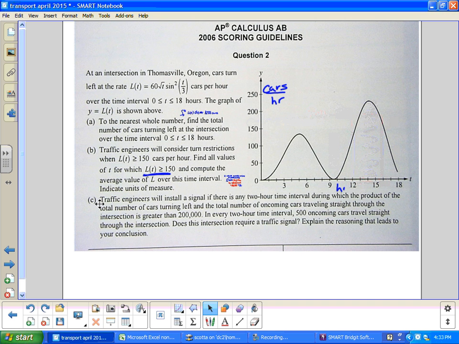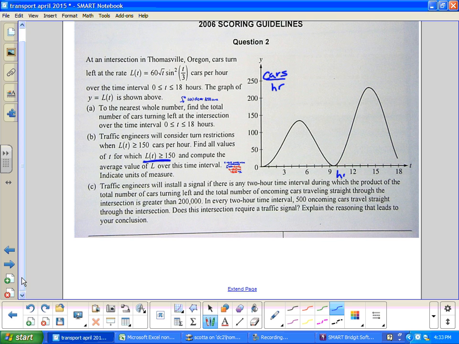The first thing you have to put your arms around is that you have to think in 2-hour intervals. So right away, I look at the graph and I can see the max of L(t) is about 14. So I'm thinking immediately that it's got to be around 13 and 15. But here's what you know. You know that the integral from t to t plus 2 of L(t) dt, this 2-hour interval, times 500 has to be greater than 200,000.